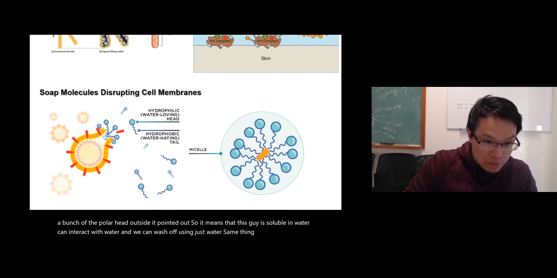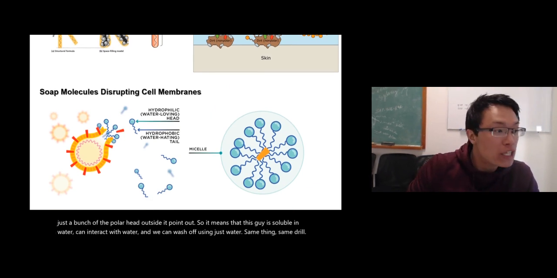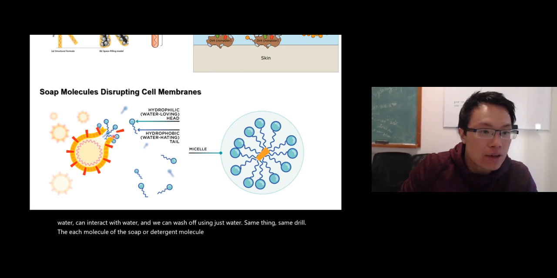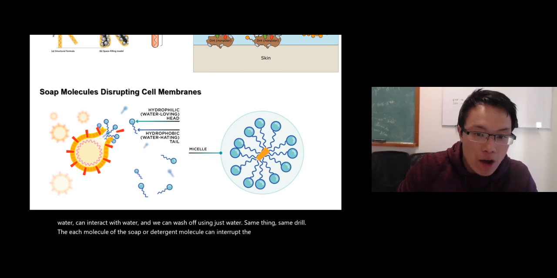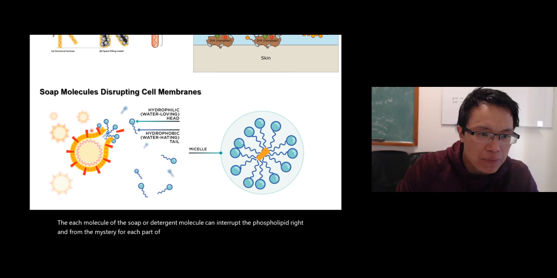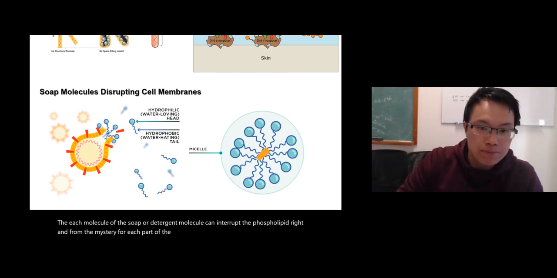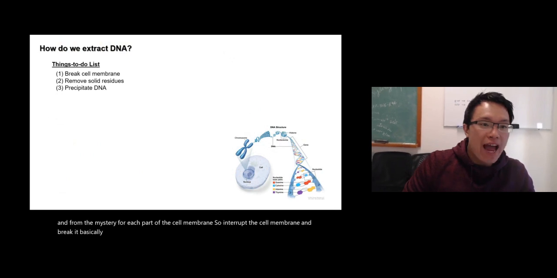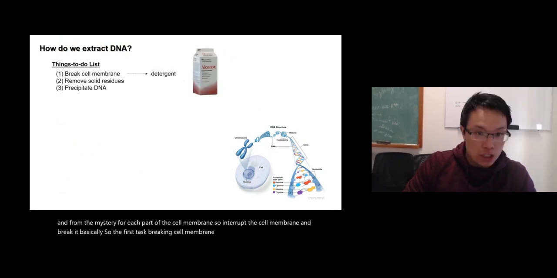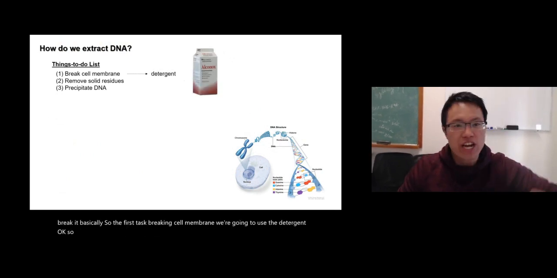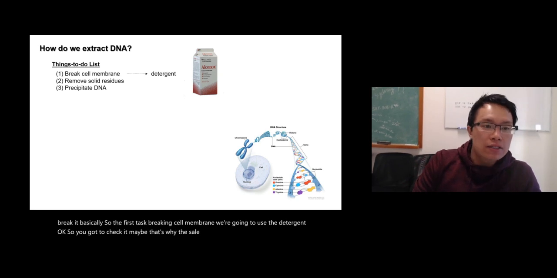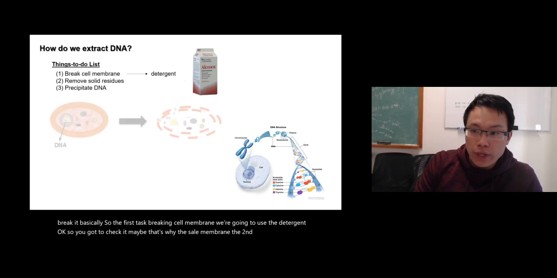Same drill. Each molecule of the soap or detergent can interrupt the phospholipid and form micelles for each part of the cell membrane. So it interrupts the cell membrane and breaks it, basically. So for the first task, breaking the cell membrane, we're going to use the detergent. You're going to shake it to destroy the cell membrane.